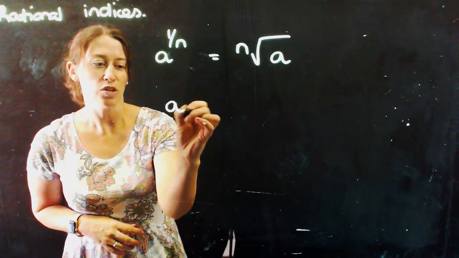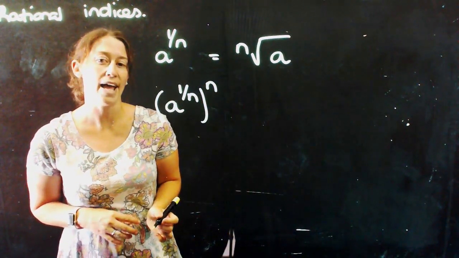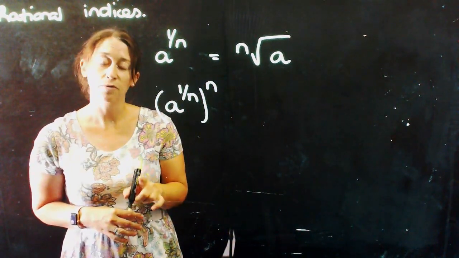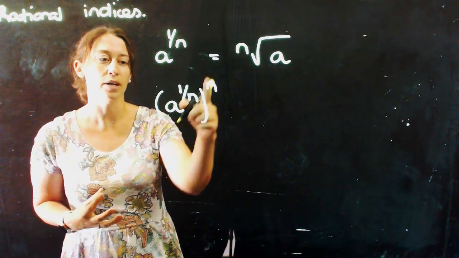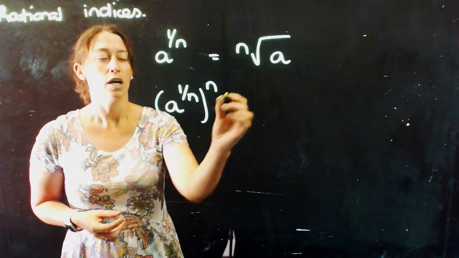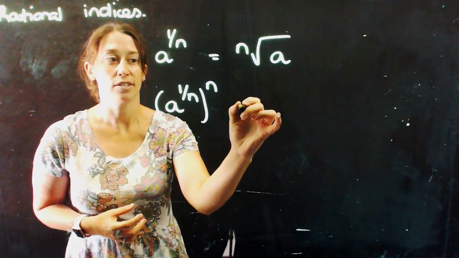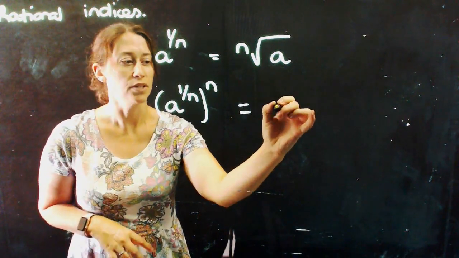So here's another one. When you've got a to the power 1 over n, let's suppose that is put to the power n. Now using our law number 4, which is raising a power of another power, if I multiply this power n by 1 over n, I end up getting a to the n over n, which is just a to the 1, or just a.